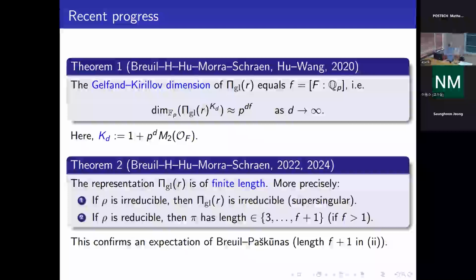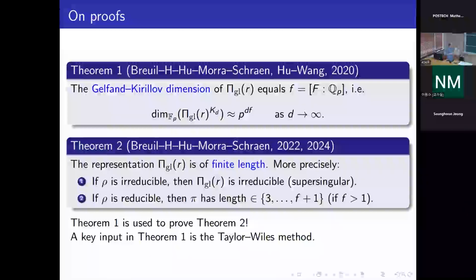The final small comment, I'm getting to the end, I'm maybe past my time. Maybe surprisingly, the first theorem is used to establish the second theorem. I mean, maybe not directly as it is stated, in some more algebraic form. We use the first theorem to allow us to get to the second theorem. It still required a lot of work. And then a key input in the first theorem, as also in the results I mentioned on the previous slide on the weight part of Serre's conjecture, the Taylor-Wiles method plays a very important role to get this Gelfand-Kirillov dimension. So I will stop here.